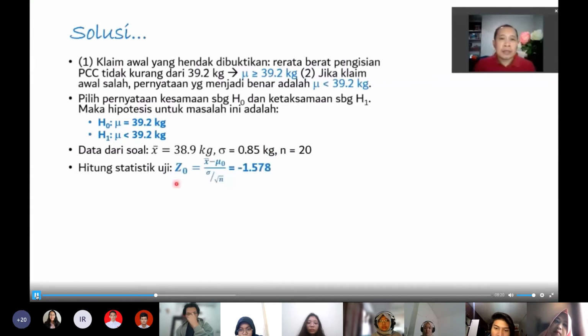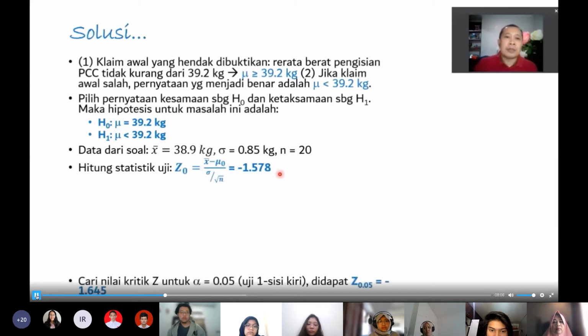Oke, statistik uji Z0, rumusnya seperti demikian, gampang sekali, tinggal Anda masukkan saja angka-angkanya ya: rata-rata cuplikan, kemudian nilai acuan, simpangan baku populasi, dan akar dari ukuran sampel. Diperoleh angkanya adalah minus 1,578.